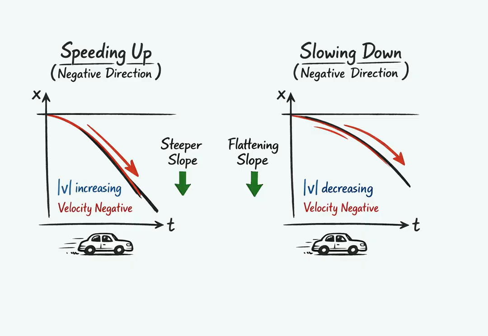A curve can slope downward more and more steeply. Velocity is negative, and the absolute value of v is increasing, so the object is speeding up in the negative direction. Or it can slope downward while flattening toward horizontal. Velocity is negative, but the absolute value of v is shrinking, so the object is slowing down while still moving in the negative direction. The graph encodes all of this, but only if you read slope carefully.